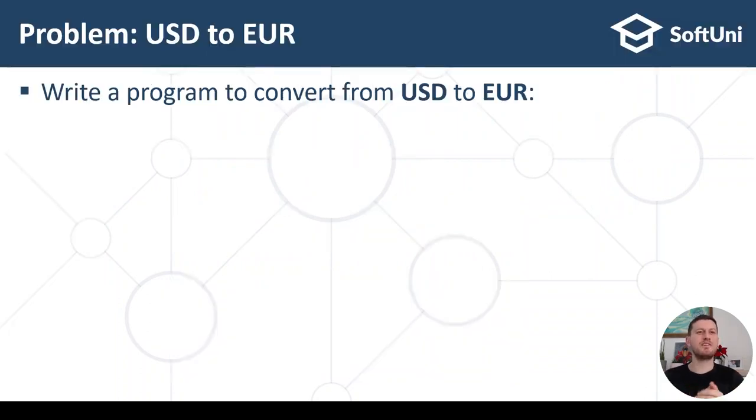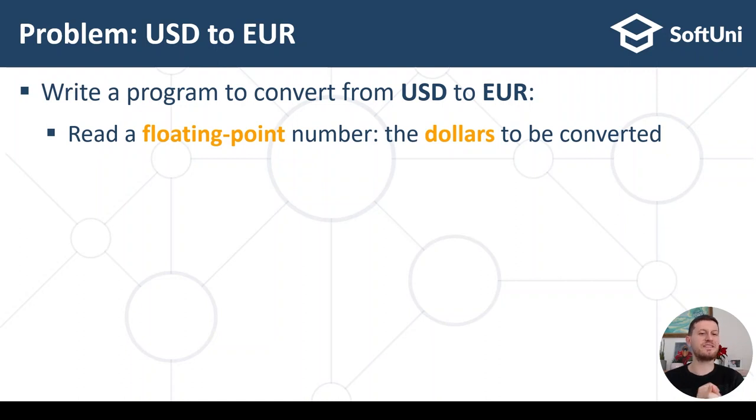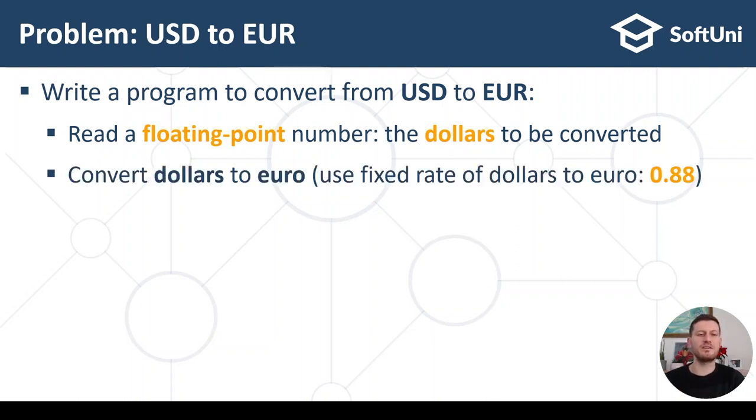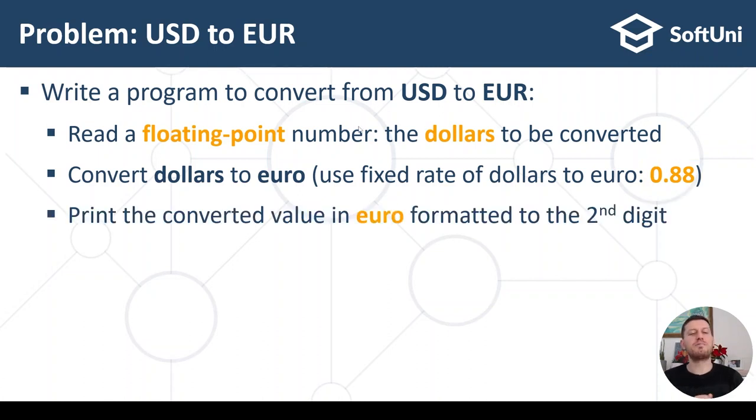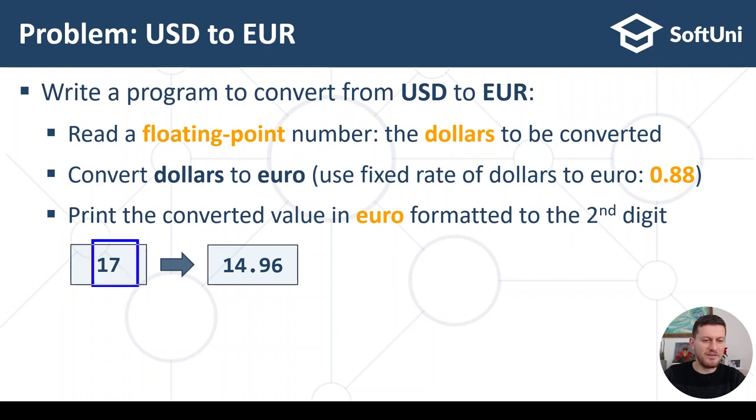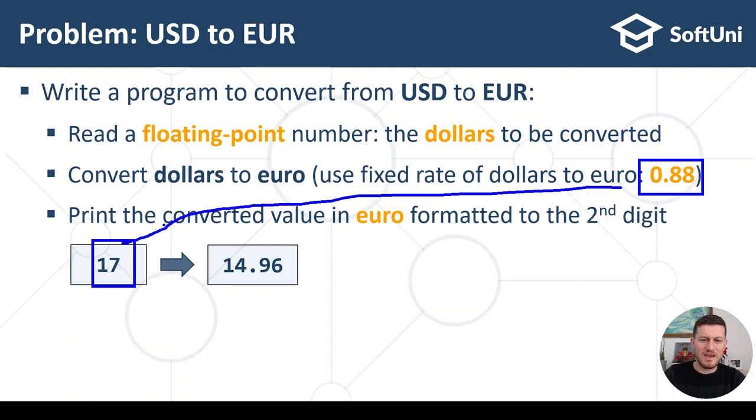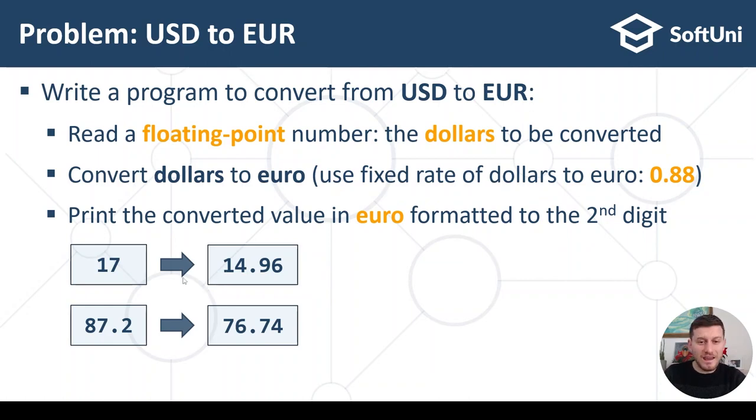Let's start with the first exercise. It's about writing a program to convert from US dollars to euro at a fixed rate. We first read the floating point number, the dollars to be converted, then we convert the dollars to euro by a fixed rate of 0.88, and we finally print the converted value in euro formatted to the second digit after the decimal point. So this is an example. We have 17, we multiply it by 0.88, and the result is this one. This is another example. Okay, let's solve this.